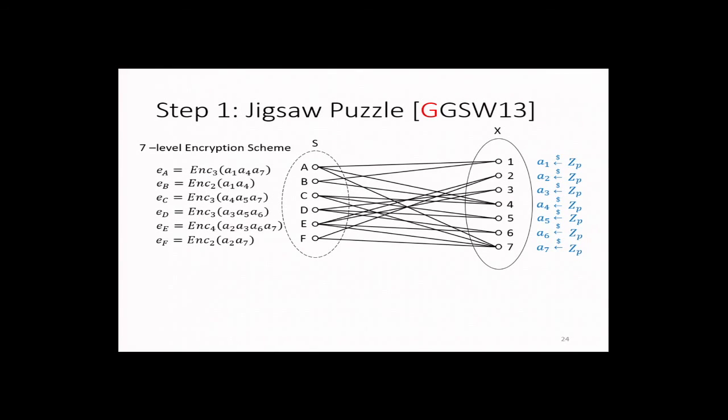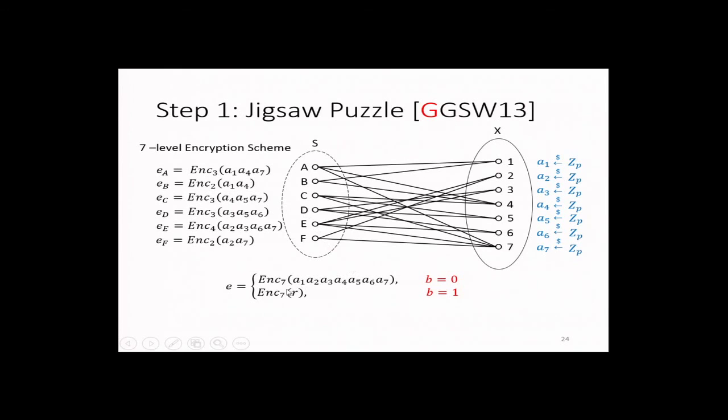I haven't embedded the bit B so far, and the bit B is going to be embedded in the 7th encrypted jigsaw puzzle piece, the final piece here. And I'm going to generate E as follows. If the bit B is 0, I generate E as the encryption of the product of A1 to A7 at the 7th level. And if the bit B is 1, then I generate E just as an encryption of a random number from ZP. Okay? So these are my encrypted jigsaw puzzle pieces.